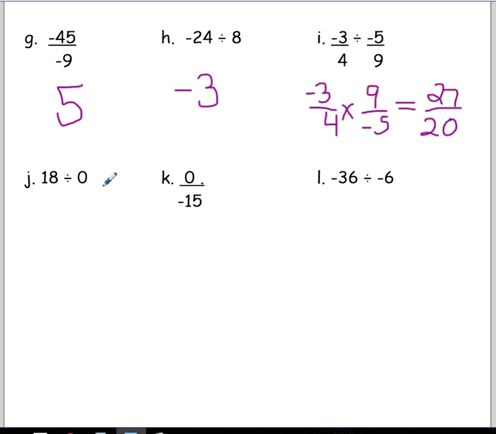18 divided by 0 for J. We're dividing by 0, so again, if we were to write it as a fraction, it would be on the bottom. So this is our undefined. Whereas for K, we're putting 0 on the top, we have nothing to divide by negative 15, so we still have nothing. And then for L, we're taking 36 and dividing it by 6. 6 times 6 is 36. And 2 negatives build a plus sign, so positive 6.